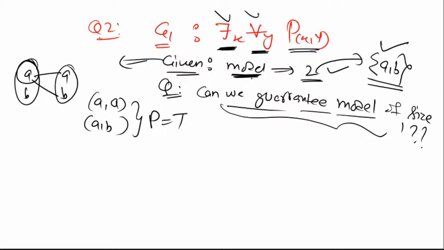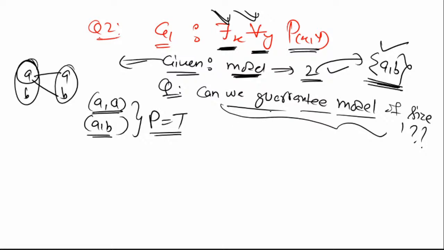So to make this G1 true in this domain, I am taking A from here because this is there exists. And this is for all y, so I am taking both A comma B. Now finally, for these two things, A comma A and A comma B, this P is true. So this is the given information.